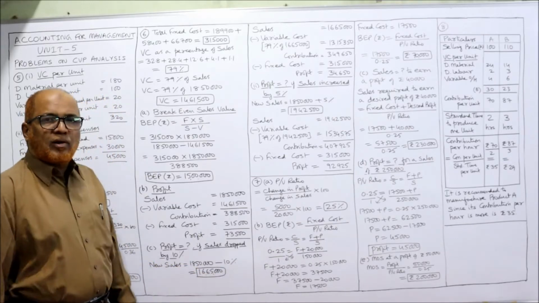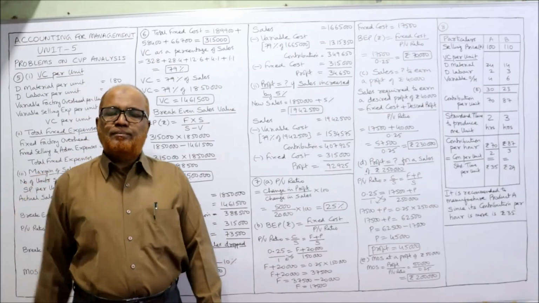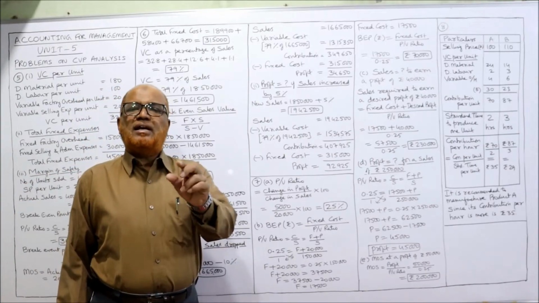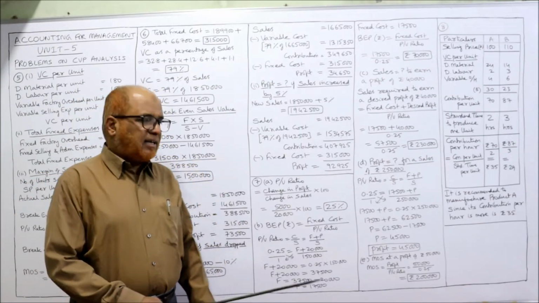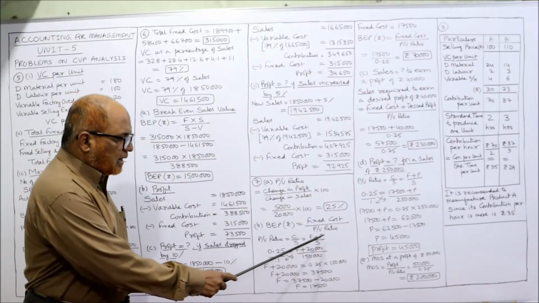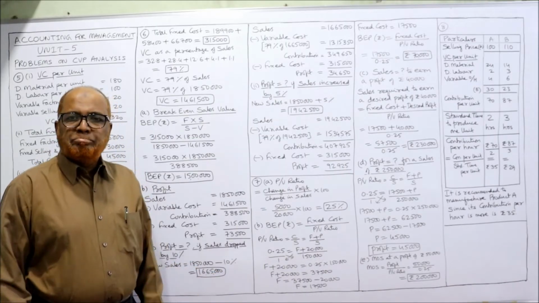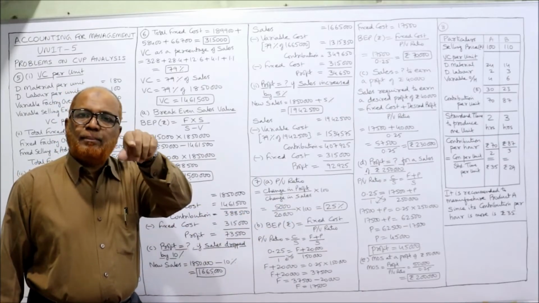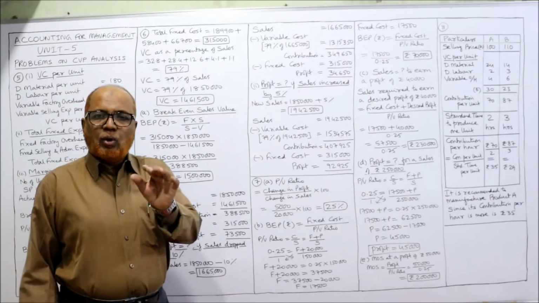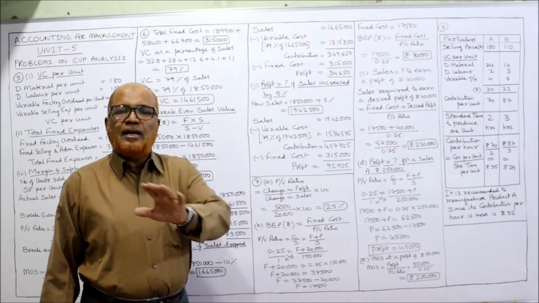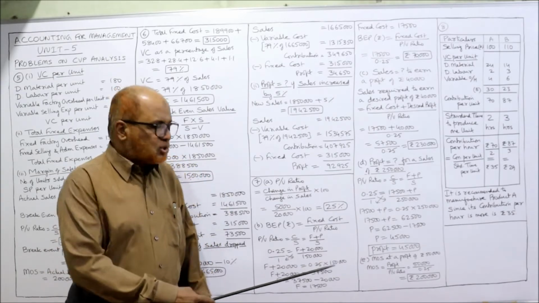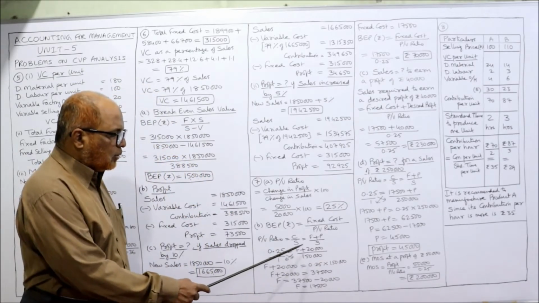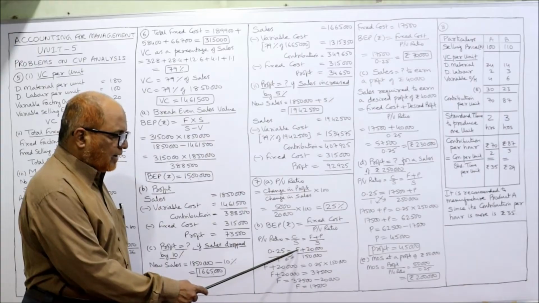Now PV ratio, already we got PV ratio 25%. Instead of 25%, I will take 0.25. If I take 25 here, then I have to multiply by 100 here. Left side, if you take percentage, RHS we have to multiply by 100. If you don't take percentage, then don't multiply by 100. So here 0.25 is equal to F plus P by S. F we don't know. We have to find out.